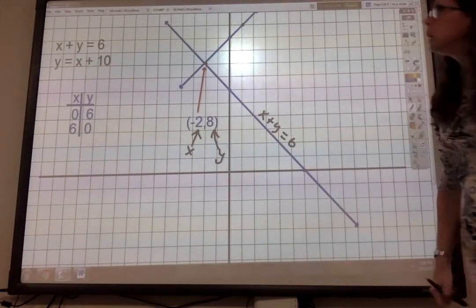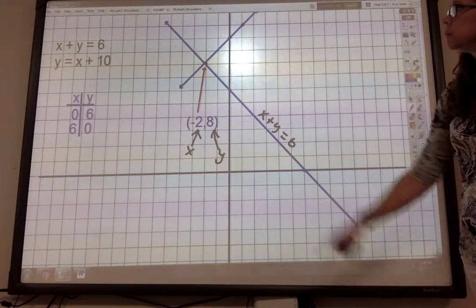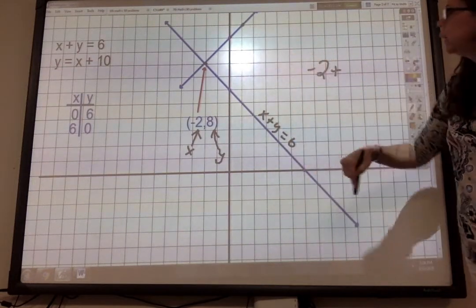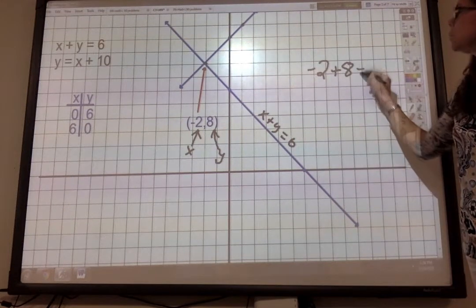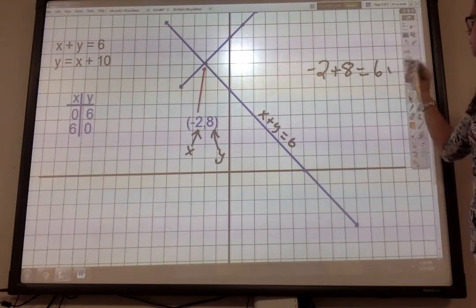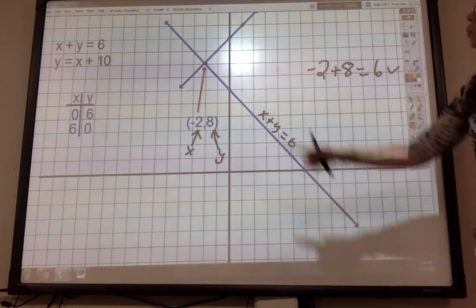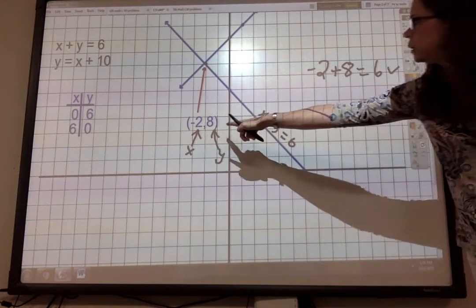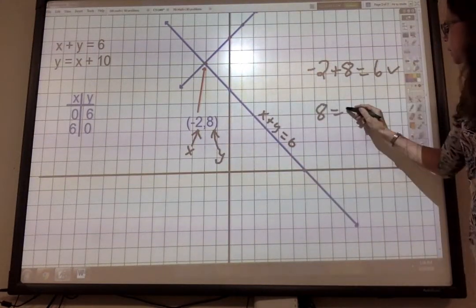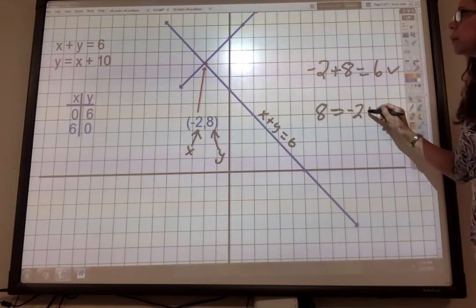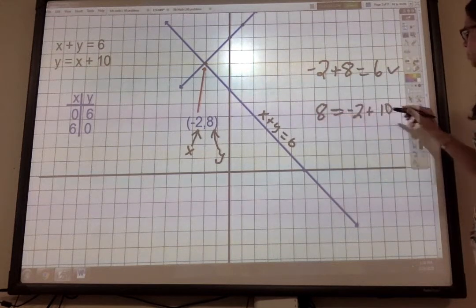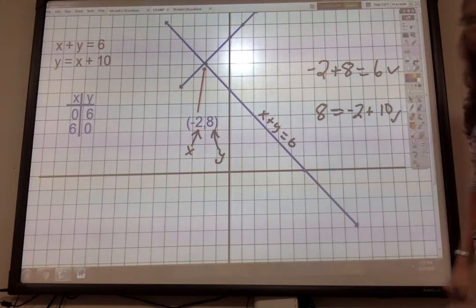Okay? So x plus y equals 6. Instead of x, I'm going to use a negative 2. Negative 2 plus, instead of y, I'm going to use 8 equals 6. Does negative 2 and 8 make 6? Yes. Okay? What about my other equation? For y, we're using 8 is equal to, for x, we're using negative 2 plus 10. A negative 2 and a positive 10, they do make 8. So they check out.